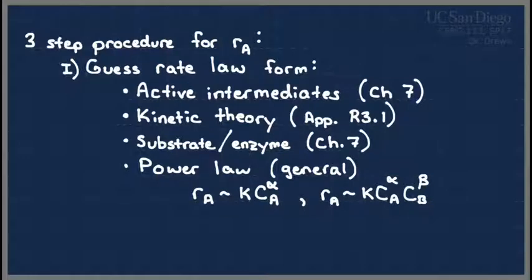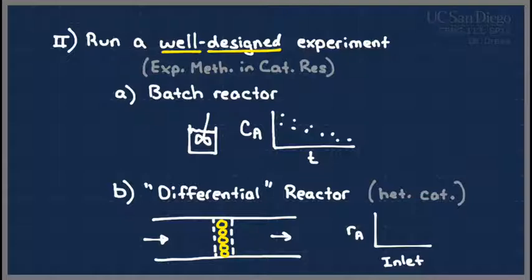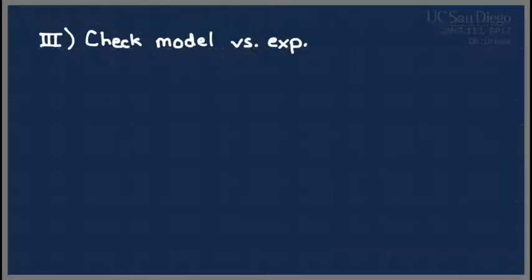the screen. The 3 steps for determining the rate law RA. First, you guess the rate law form. You can use any of these forms to get an idea of what that guess is. You run a well-designed experiment in either a batch reactor or a differential reactor, and then you check the model versus experiment. Okay, you're caught up. If you were watching the screencast, you're right where we should be.